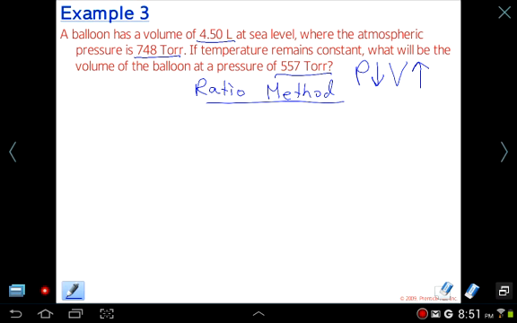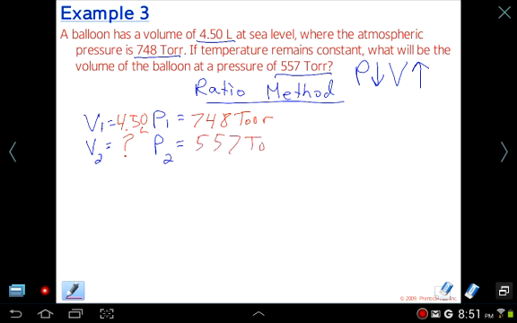And the way we did it is we would list the two variables that are given to us. So in this case, we're given volume, and we're given pressure. And then we list the initial volume, V1, final volume, V2, initial pressure, P1, and final pressure, P2. So we list these values, and then we use them to do the problem. So let's go ahead and take red here. Our initial volume is 4.50, this would be liters. Our initial pressure is 748 torr. Our final volume is our unknown, so we'll stick a question mark here. Our final pressure is 557 torr. So this is essentially a way to keep account of our variables.